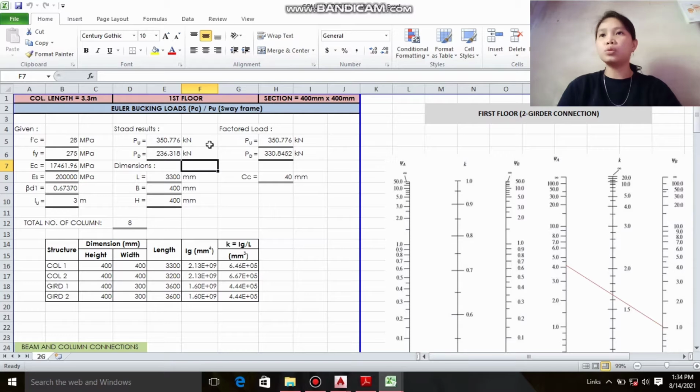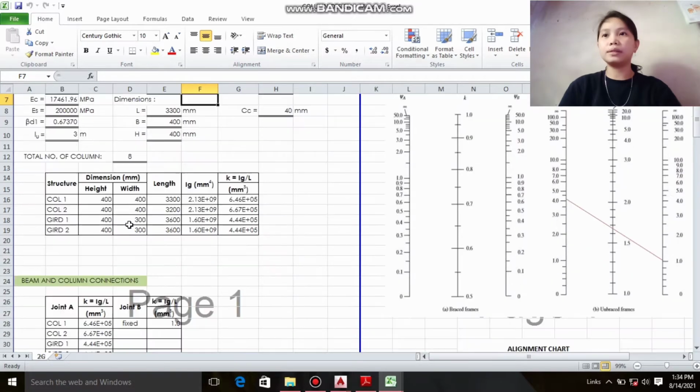So the PU is 350.776 kilonewton and the PZ is 236.318 kilonewton. These are the dimensions: length is 3,300 mm and base 400 mm and the height 400 mm. The total number of columns is 6.